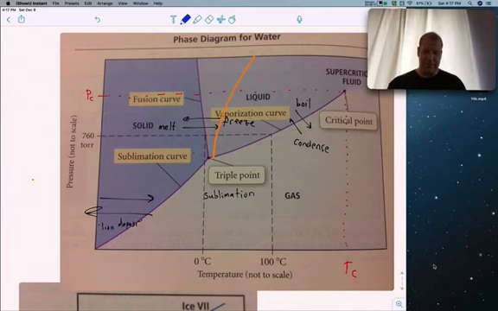A couple things I've also noted, these horizontal lines are known as isobars. Iso, same barometric pressure, same pressure. And these vertical lines are known as isotherms, so same temperature. You can also see the liquid phase does not exist for all temperatures and pressures, that there is a minimum point where it exists. And there's also this weird point here called the triple point, where all three phases are in equilibrium, or can be at the same point.